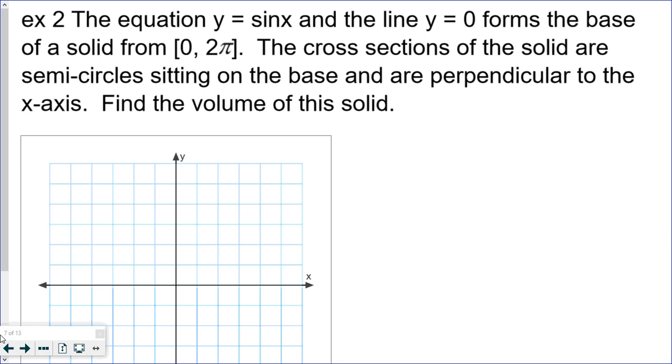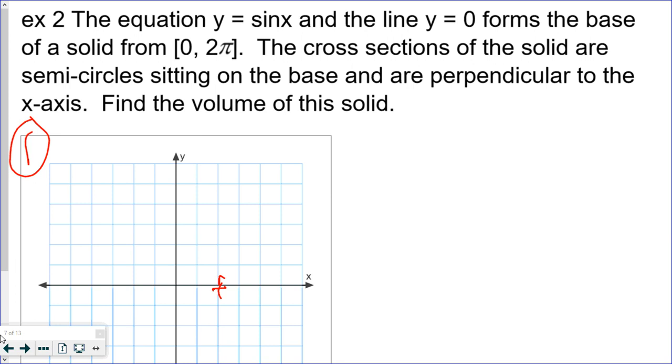It says the equation of y equals the sine of x and the line y equals 0 forms the base of a solid from 0 to 2 pi. So, okay, I'm going to go ahead and just draw out the base. Maybe let's go ahead and do step one here. We'll draw out the base. Okay. So we're looking at sine between 0 and 2 pi. So I'm just going to make that pretty quick.